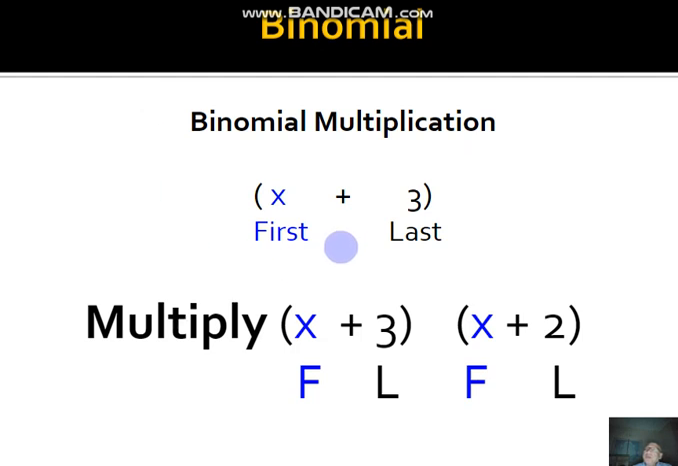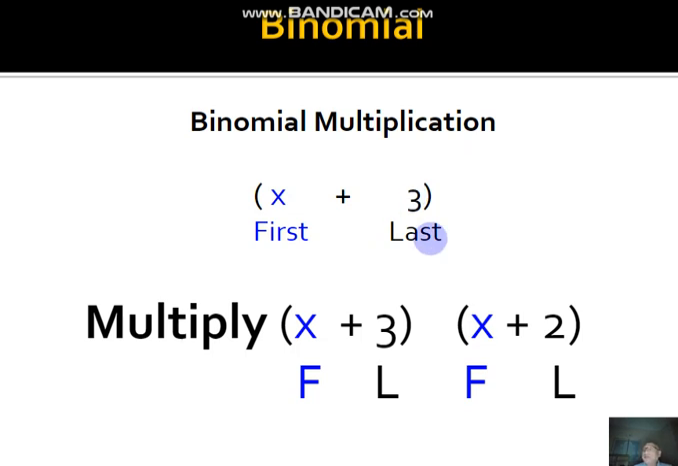We talk about binomials. A binomial means a polynomial that consists of two terms. This is the first term, and this is the second term, and I'm going to use the word last. It means x is the first term, and 3 is the last term.